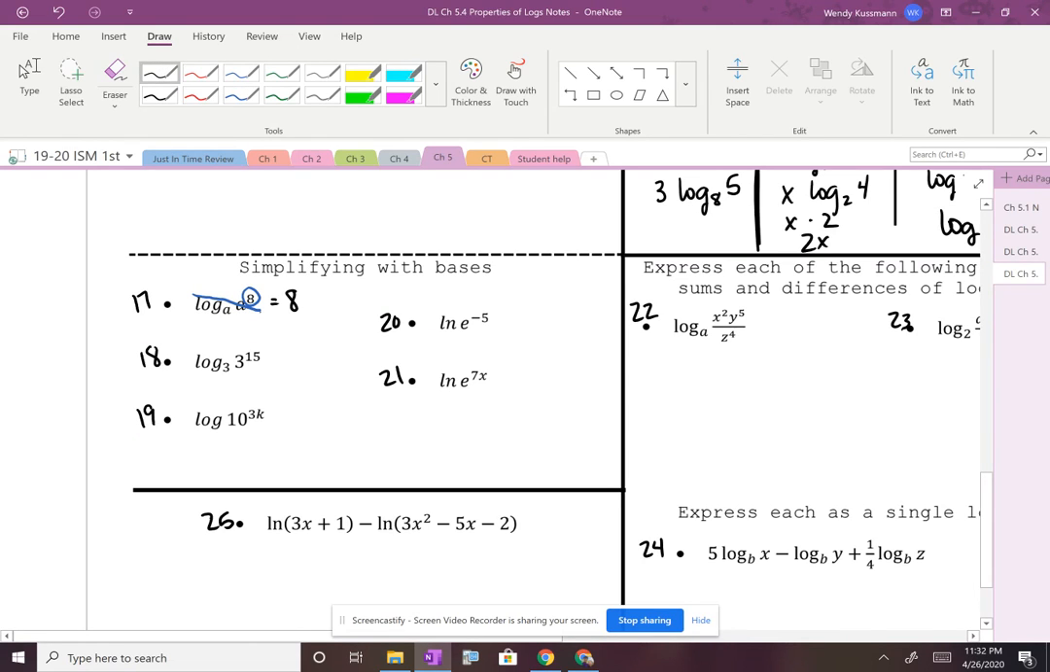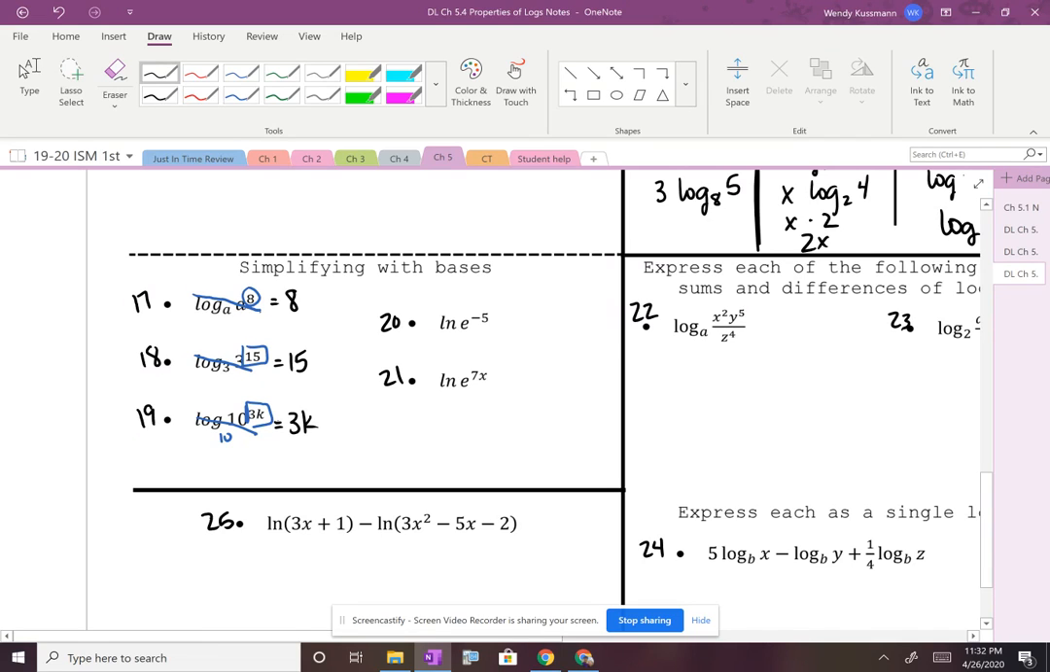Same thing with number 18. This says log base 3 and 3 to the. So log base 3 and 3 to the cancel out, just leaving you with the exponent. This equals 15. Number 19 looks like a little bit more complicated if you don't remember that this log of 10 is an understood base 10. So log base 10 and 10 to the are again inverses, just leaving you with the exponent, which is 3k.